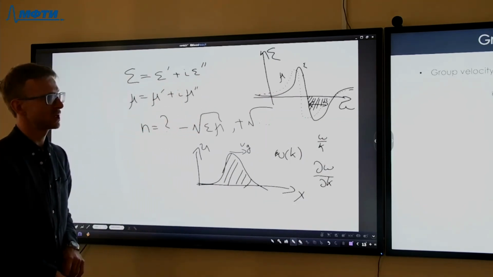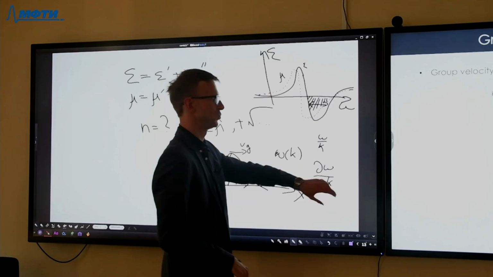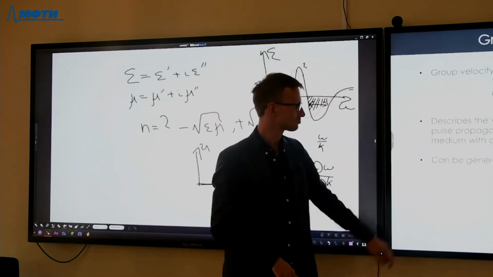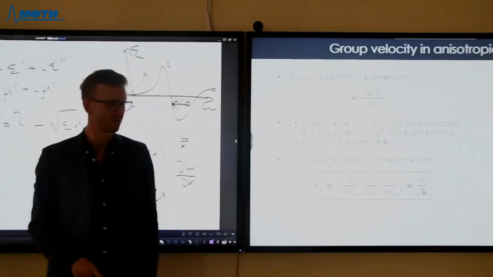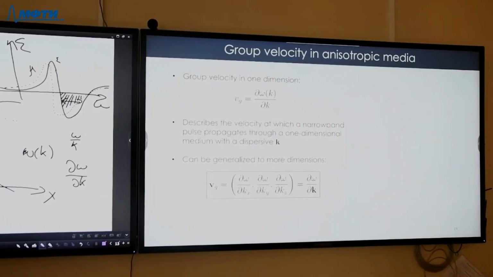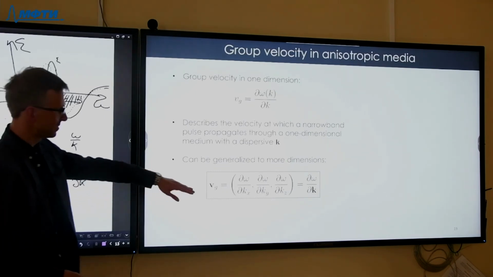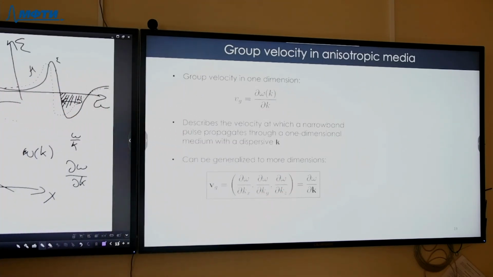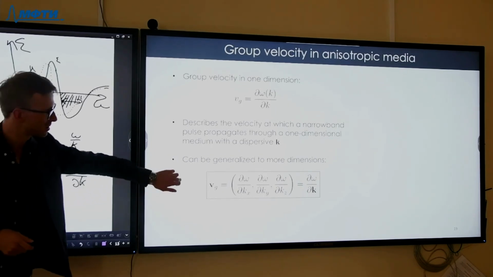So it turns out that we can generalize this concept to anisotropic media, to many dimensions, and define the vector group velocity according to this expression. And this will tell us at what velocity energy is propagating in an anisotropic medium, where this derivative means that we take our isofrequency surface and calculate the derivative at that point of the isofrequency. And this is just a normal.